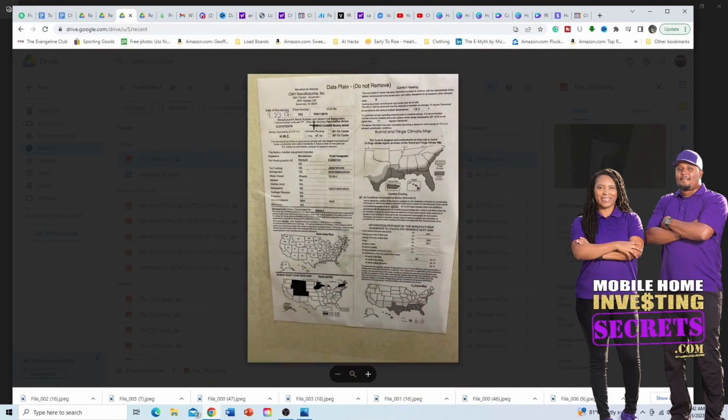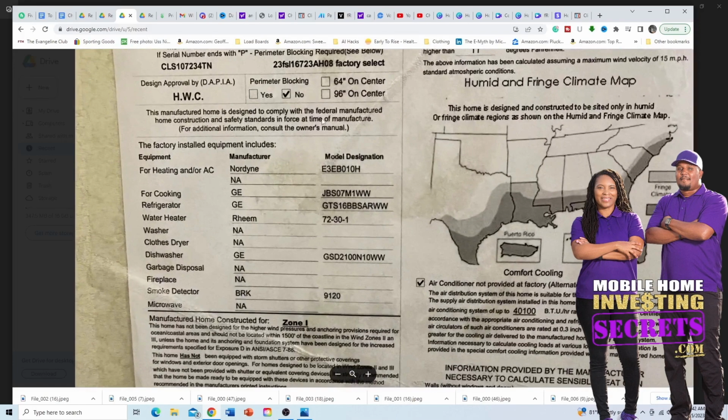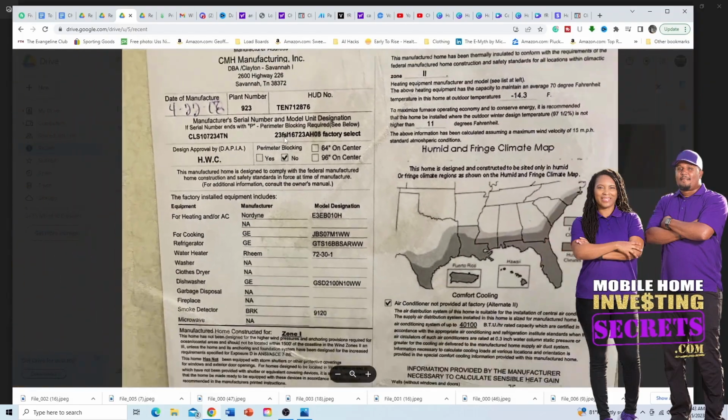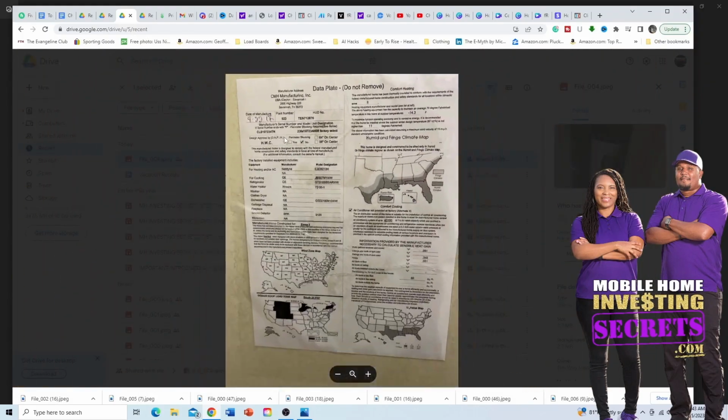Now, some of them will have the serial number. I think this is the serial number right here. No, this is not it. But let's look at a few other ones to see what we're looking at.